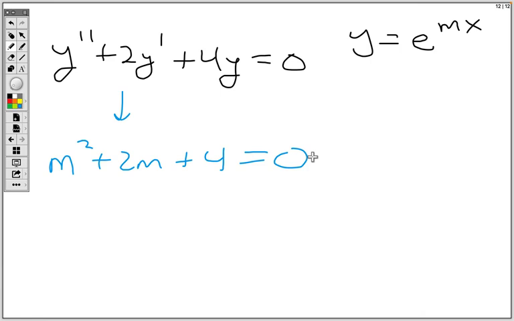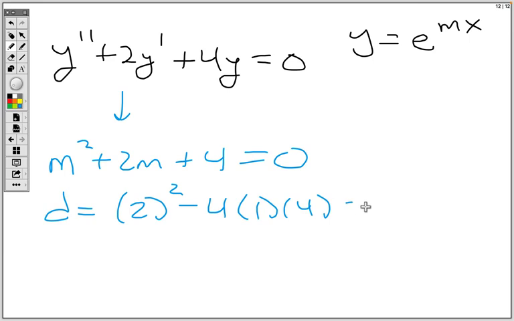The first question is, does it look like it factors nicely? Well, we could try. If it doesn't look like it factors nicely, we'd have to hit it with the quadratic formula. So we'll go ahead and calculate the discriminant there, the b squared minus 4ac. We get a negative 12.